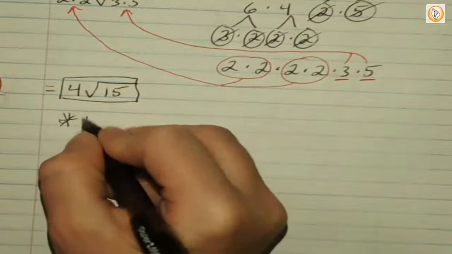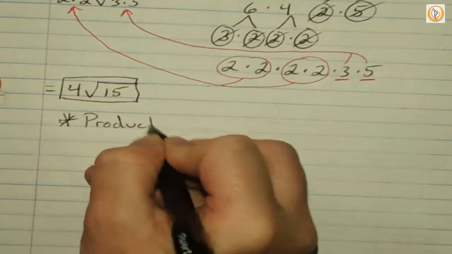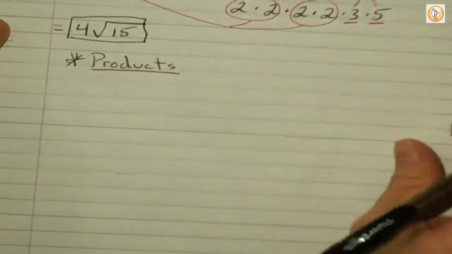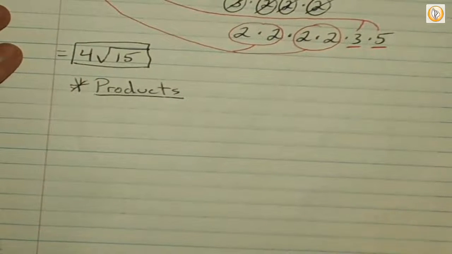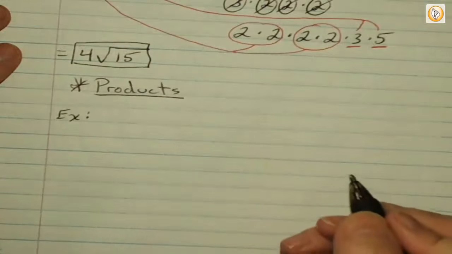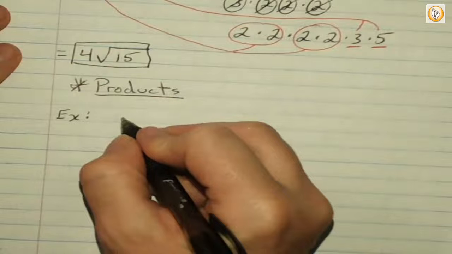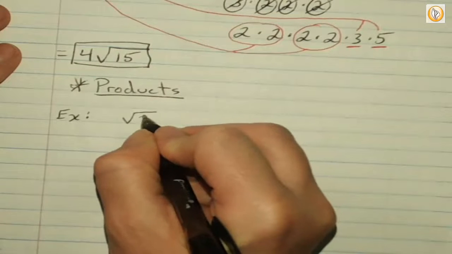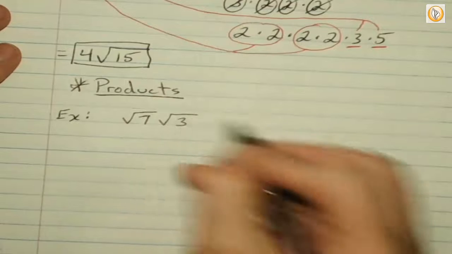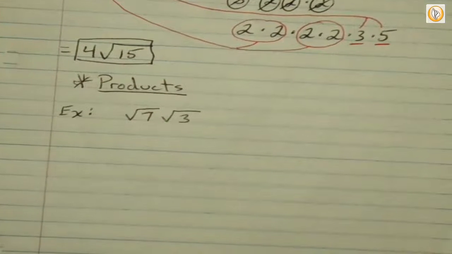We're going to talk about products. This is when you're multiplying. And I'm just going to do one example after another. Let's start easy. Let's say I have the square root of 7 times the square root of 3. Notice there's no dot or anything. They're just two square roots side by side.